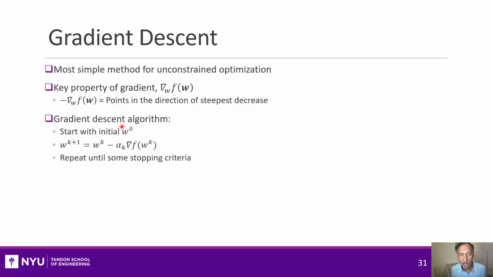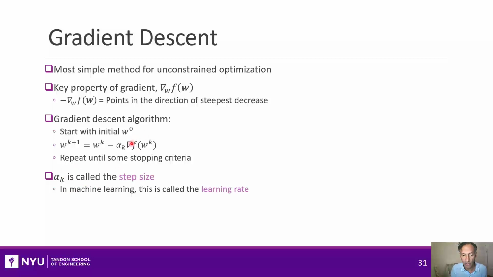All right, so this is the gradient descent algorithm. It's super simple. You start at some initial value, which may not be very good, and then in each update, I just take a small step in the direction of the negative of the gradient, in other words, hoping to go lower. And I just keep on repeating this loop until some stopping criterion. This alpha k is called the step size because it tells you how much I change from one step to the other. And in machine learning, it's called the learning rate.